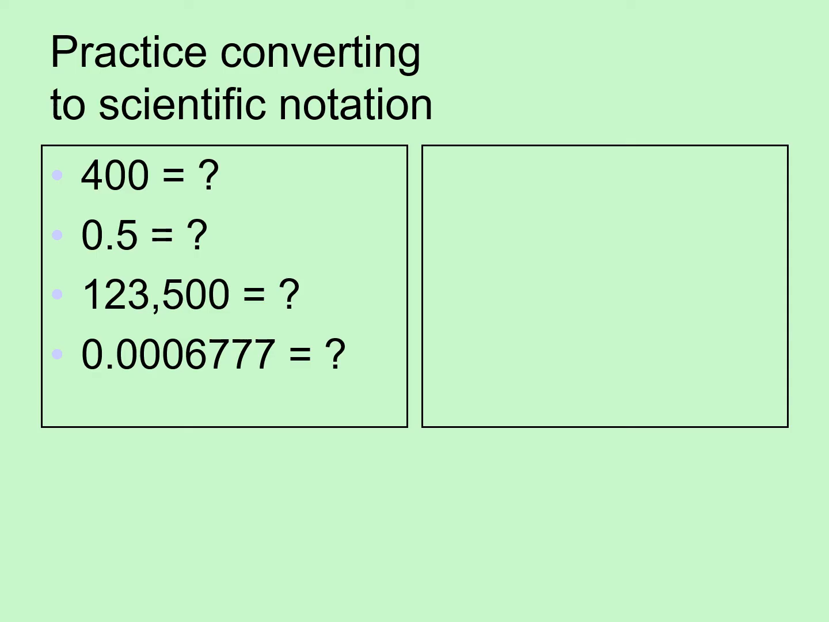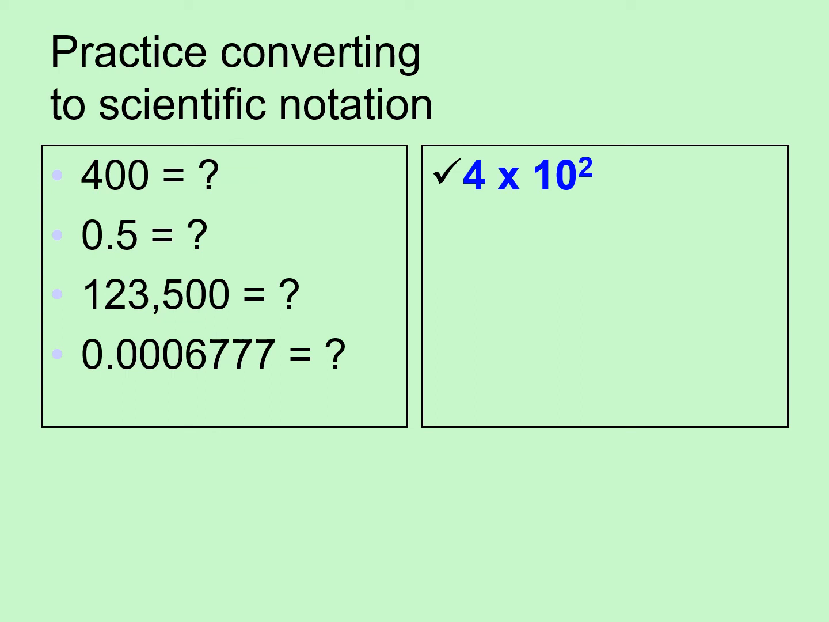Here are a few practice problems. Can you convert 400 into scientific notation? We have to move the decimal place twice. 400 is a big number, and so our exponent will be positive. So we say 4 times 10 to the second power. Now you might ask, what happened to the zeros? Well, that's another lesson on significant figures. So if you want to know how to use significant figures, please look the video up on that topic.